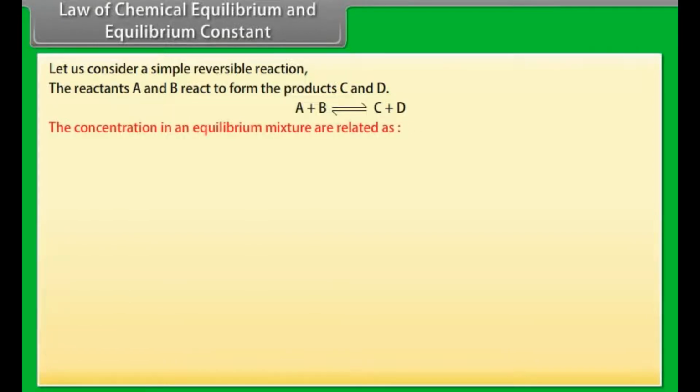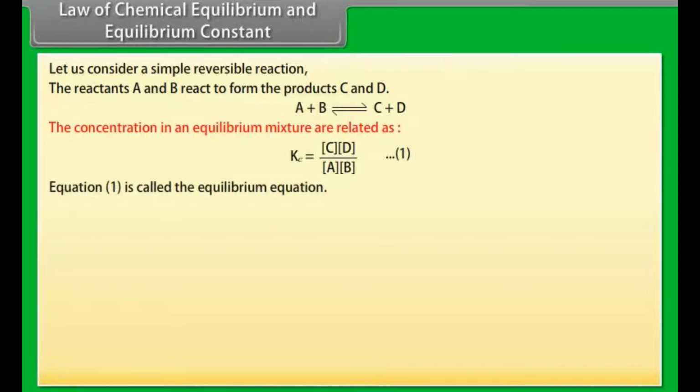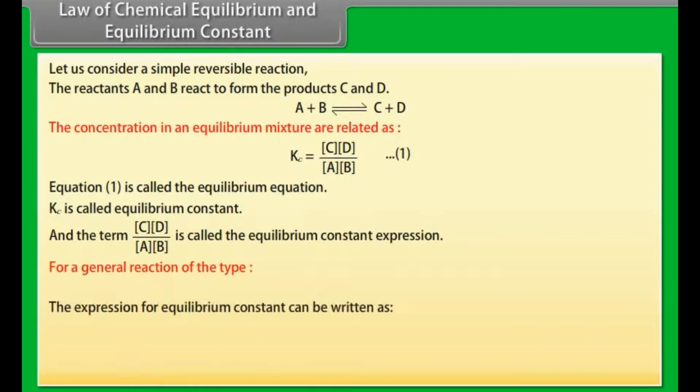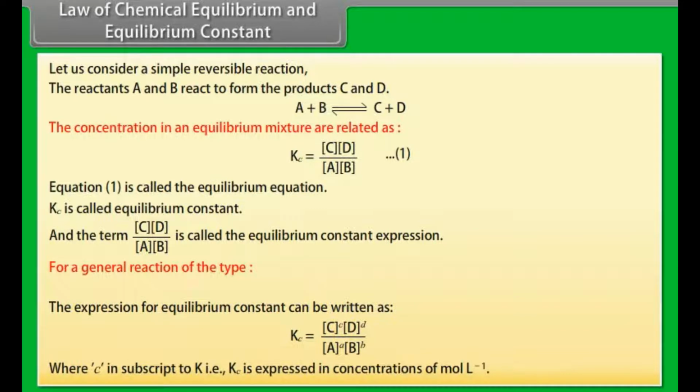The concentrations in an equilibrium mixture are related as follows. Name it as equation 1. Equation 1 is called the equilibrium equation. Kc is called the equilibrium constant. And the term is called the equilibrium constant expression. For a general reaction of the type, the expression for equilibrium constant can be written as, where C is subscript to K. That is, Kc is expressed in concentration of mole per liter.